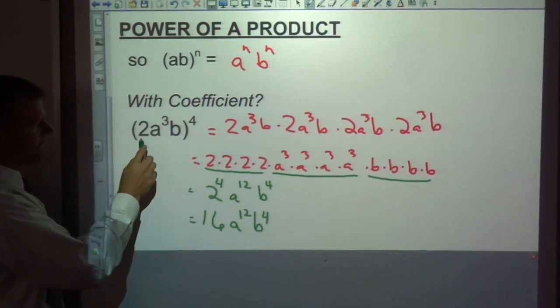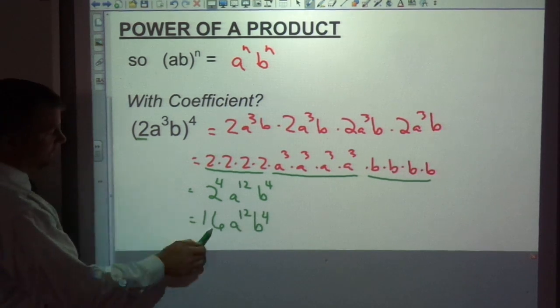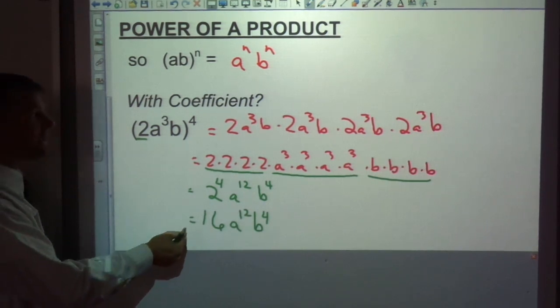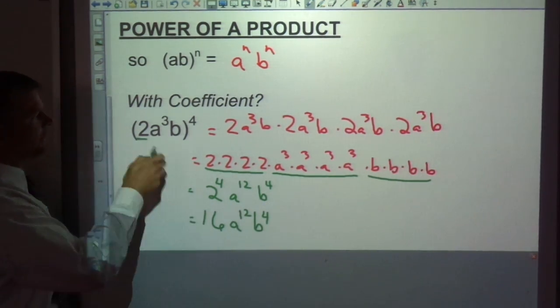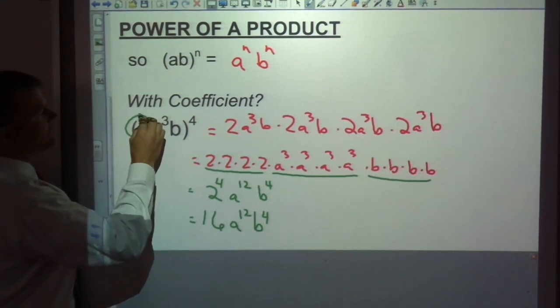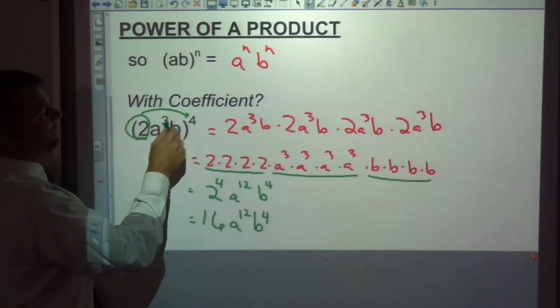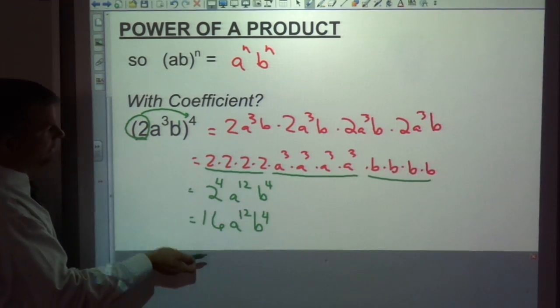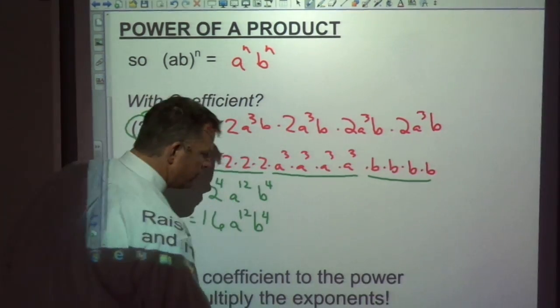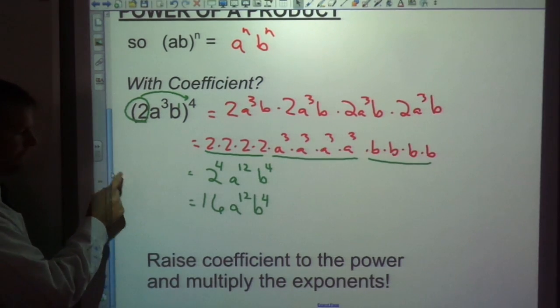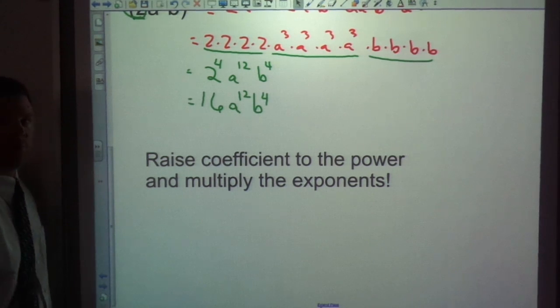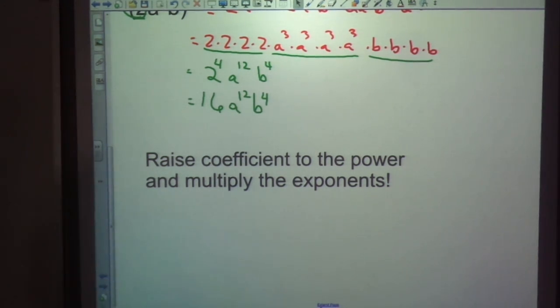So if we have something like this that has a number, you can get from 2 to 16, we're raising the 2 to the 4th power. So we're not multiplying and getting 8. That's a very common mistake. Do not multiply the 2 times the 4. The coefficient you raise to the power, the exponents on the bases you multiply. So this is 12, this is 4, because 4 times 1. But make sure that you don't try to multiply the big numbers. Raise the coefficient to the power and multiply the exponents. Make sure you get that down. Raise the coefficient to the power and multiply the exponents.